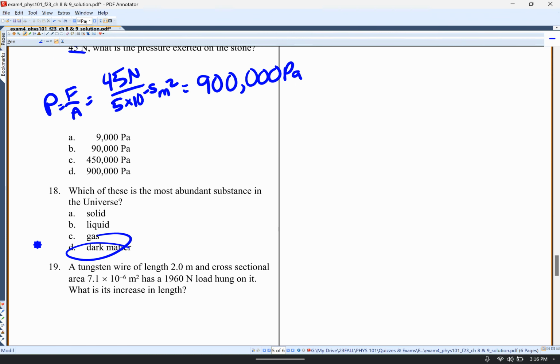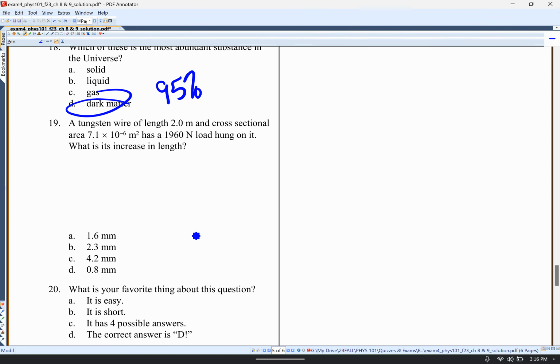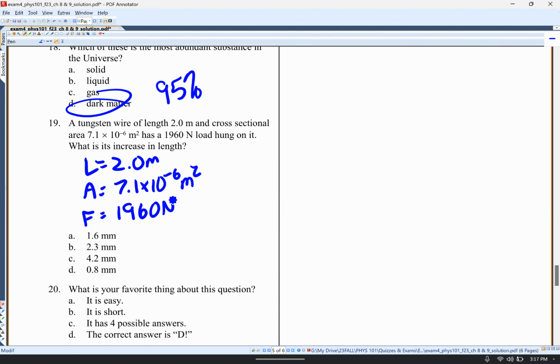And then here, a tungsten wire has a length of 2 meters and an area of 7.1 times 10 to the minus 6. I have a force of 1,960 newtons that just hangs on it, and I want to know what is the increase in length. So I say F over A is equal to the Young's modulus times delta L over L naught, and this is my original length. And then I solve that for L naught. When I do that, I get that L naught is equal to 1.6 times 10 to the minus 3.